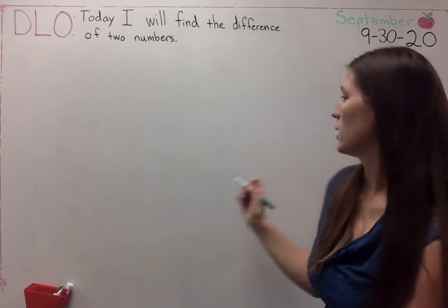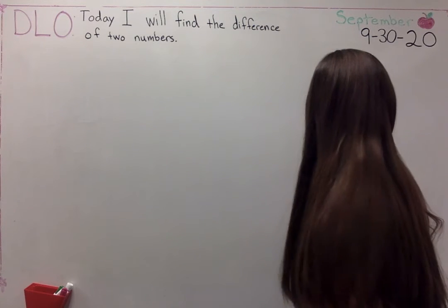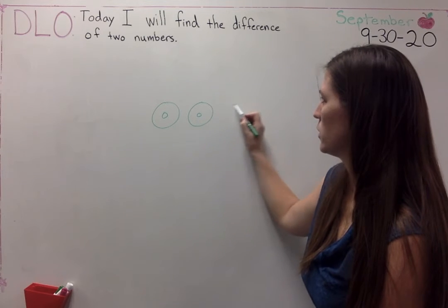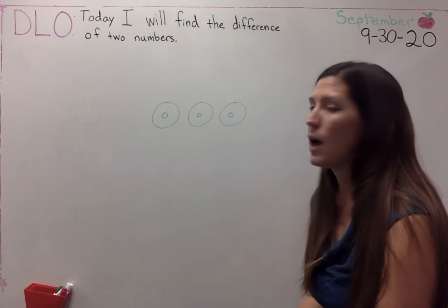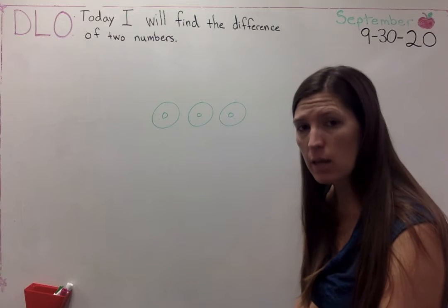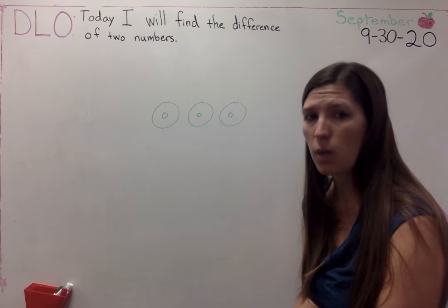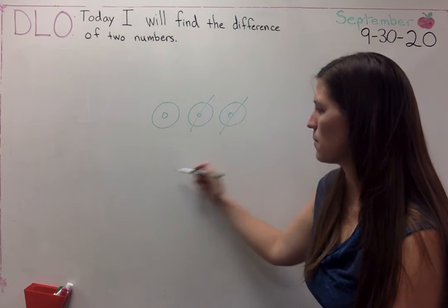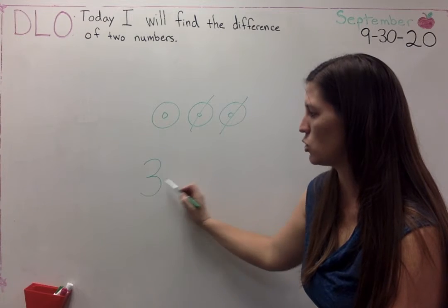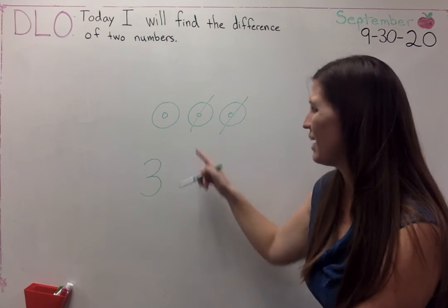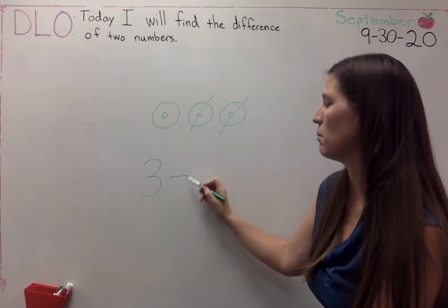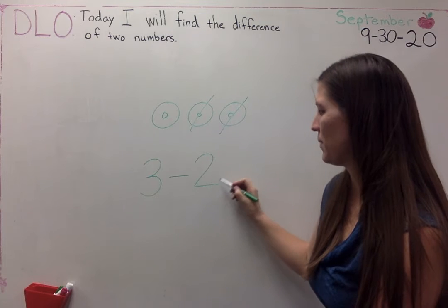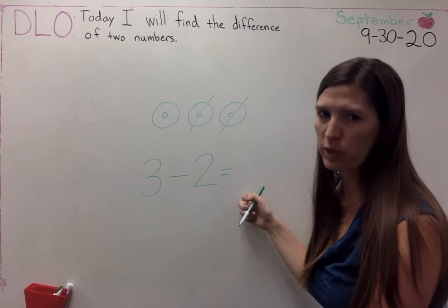All right, next one. I have 3 donuts. 1, 2, 3. I ate 2 of them. How many did I eat? 2. How many will we take away? 2. 1, 2. I had 3. Around the tree, that's the way you make a 3. I ate 2, I took them away, minus 2, because I took 2 away, equals, what's my difference?